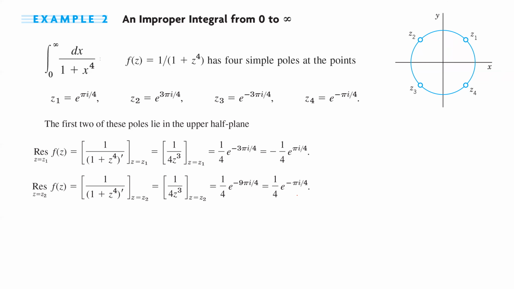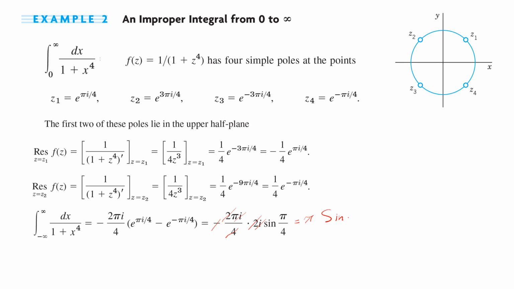All right, and then if you add them, you get e to the i pi over 4 minus e to the -i pi over 4. So that becomes sine of pi over 4 times 2i. So 2i sine of pi over 4, and the 2 and i cancel with the 2 pi i from the residue theorem, and it becomes pi sine of pi over 4. Sine pi over 4 is square root of 2 over 2, or 1 over square root of 2, so it becomes pi over square root of 2.